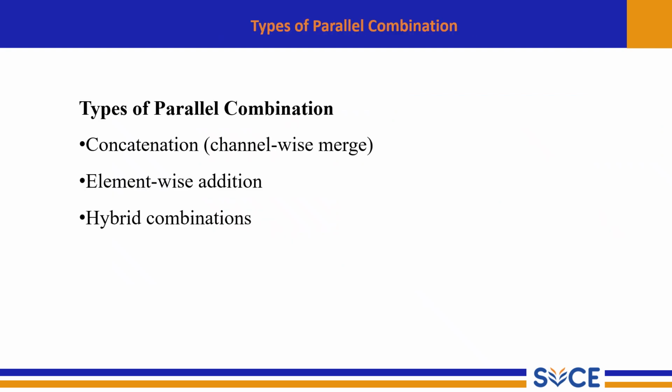Types of parallel combination. When combining outputs from parallel branches in a network, there are several approaches. The most common method is concatenation, which merges the feature maps along the channel dimension. Another approach is element-wise addition, where corresponding features from each branch are summed together. Finally, some networks use hybrid combinations which mix concatenation and addition to leverage the strengths of both methods.